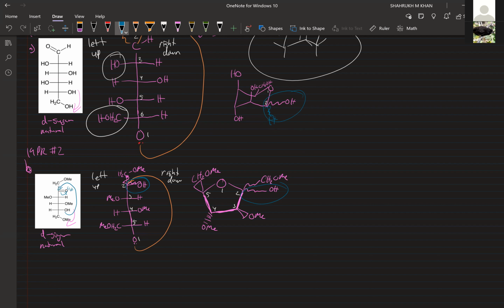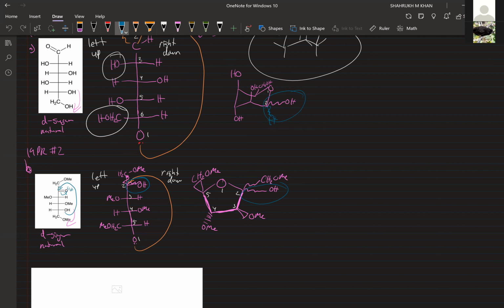No, it does have stereochemistry, right? It's just not defined. That's what the squiggly means.